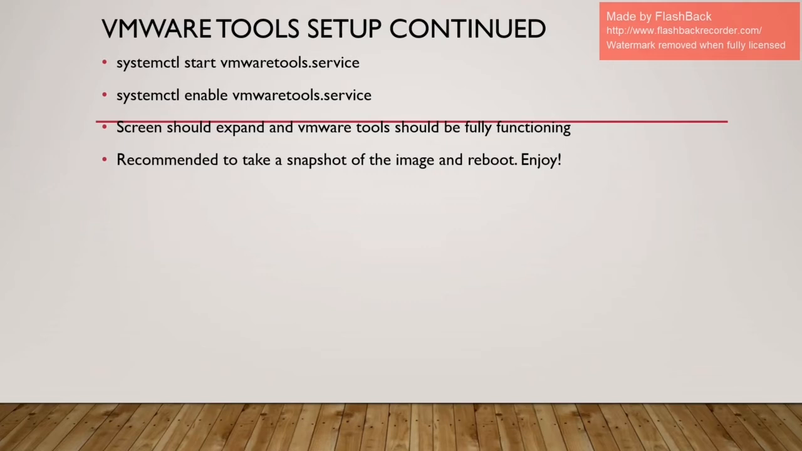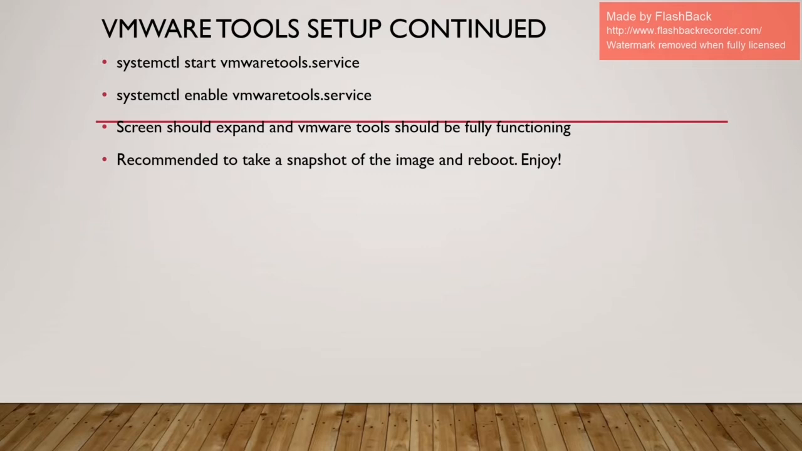After the file is edited, you now want to go to the terminal and type systemctl start vmware-tools.service, which basically tells the image to start the service. Now you want to enable the service. So now it's fully functioning, and the screen should expand after the service is enabled. And VMware should be fully functioning.